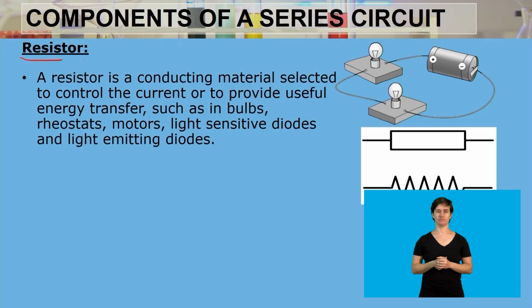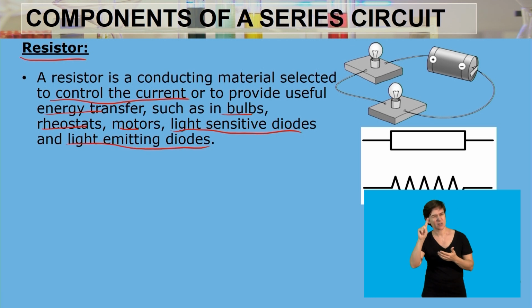We also find a resistor in an electric circuit. A resistor is a conducting material selected to control the current or to provide useful energy transfer, such as in bulbs, rheostats, motors, light-sensitive diodes, and light-emitting diodes. So this resistor is used to control the flow of current, and we are also using a resistor for its usefulness.